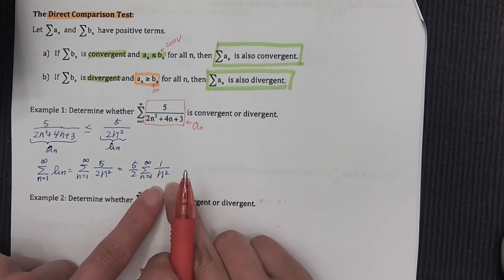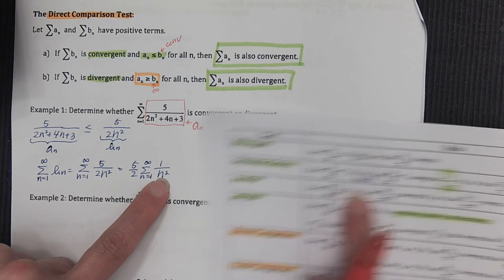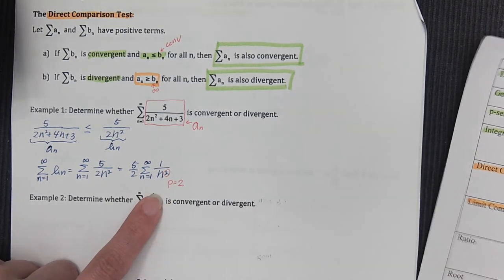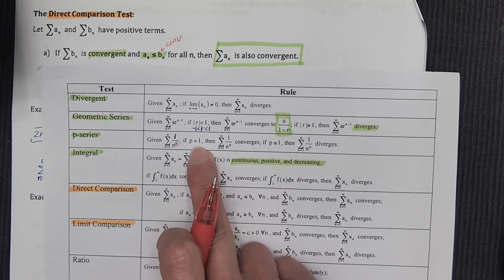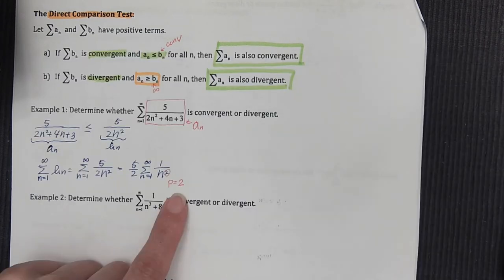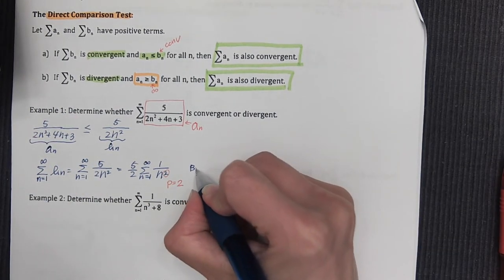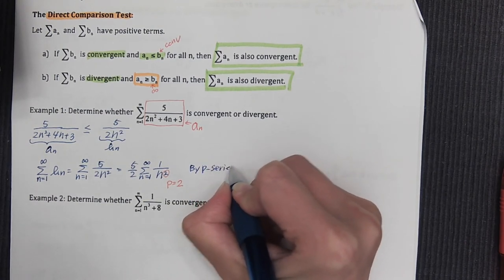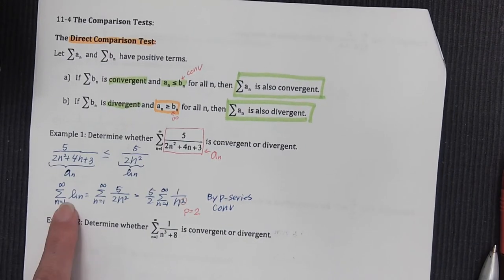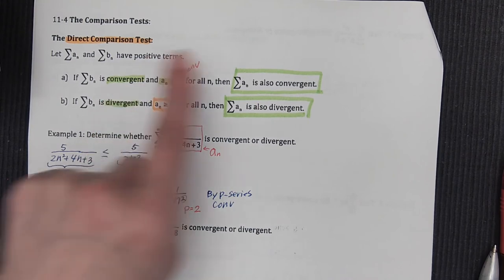Not yet. I want to make sure what's my P series set. In this case, what's my power P? 2, right? So if P is bigger than 1, what do I say? If P is bigger than 1, convergent. Because it's a 2, I know it's convergent by the P series. Now, did you see? I say my B of n is convergent. This is just the middle step, to make my conclusion.